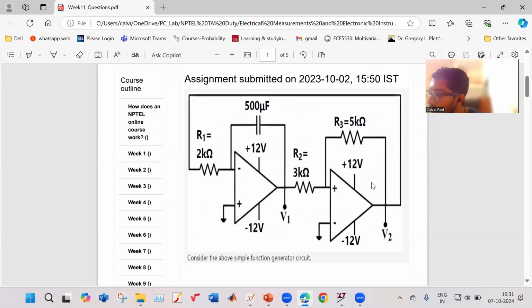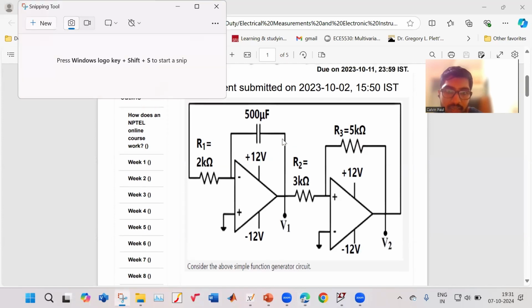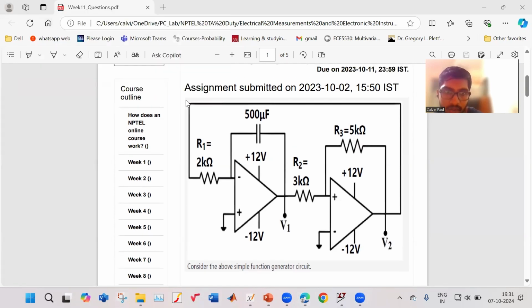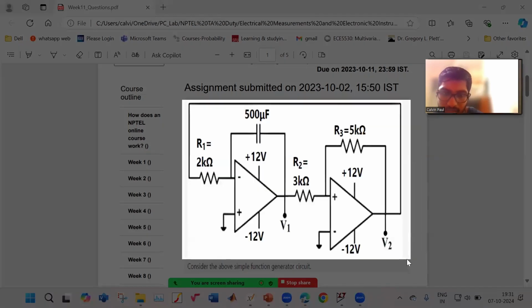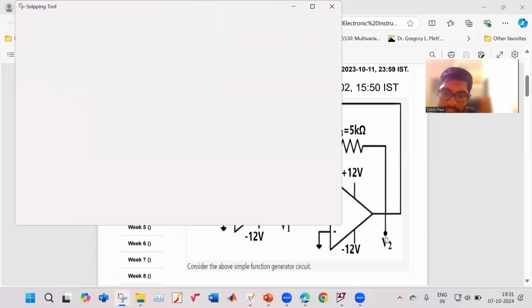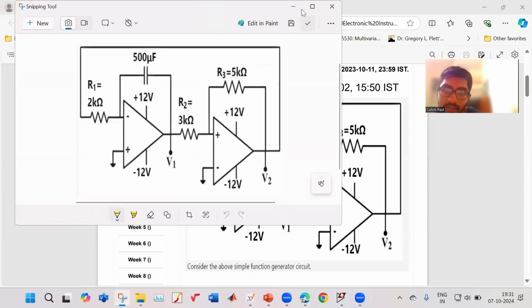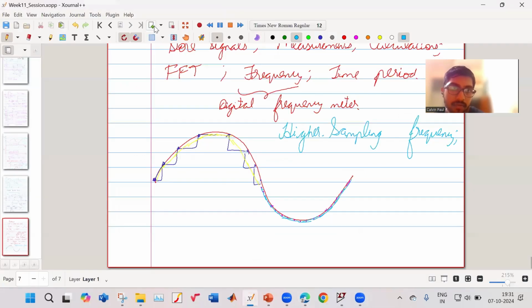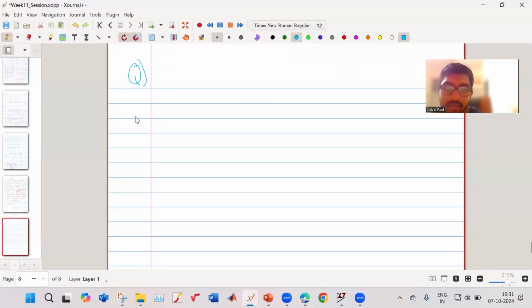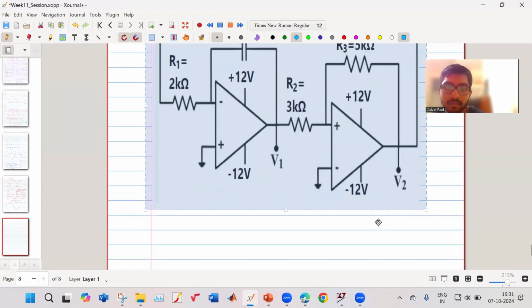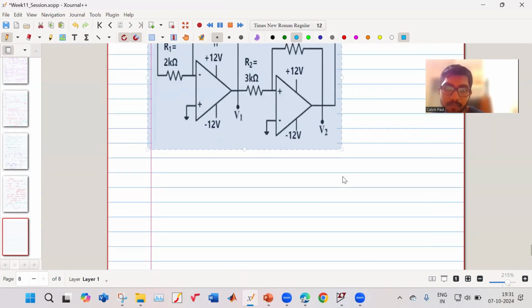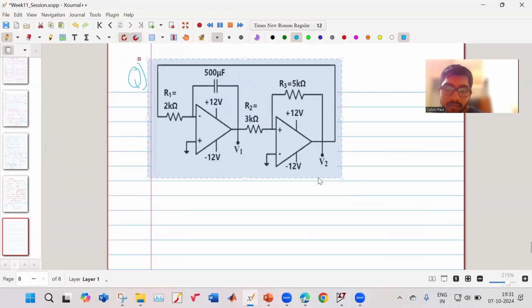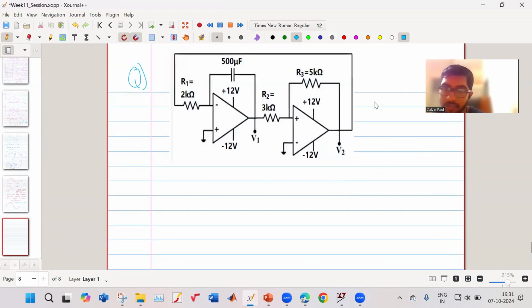Okay. So now this is a simple function generator circuit. I have also simulated this. The simulation which I showed, I will also show the simulation for this, and then we will see how accurate our calculations are with the simulations. Okay. So we have this one. Okay, this is my question.